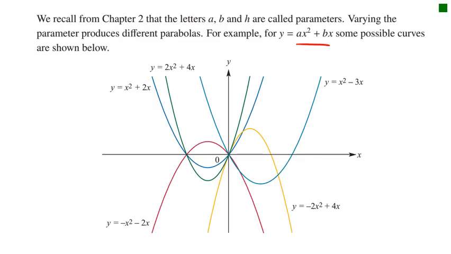And so in this one, we just remember that these letters, the a, the b and the h, have got a special name. We call them parameters. So looking at the example we've got here below, we've got y is equal to ax squared plus bx, and we're actually varying the values of a, and we're varying the values of b, and you can see what all the different graphs end up looking like.